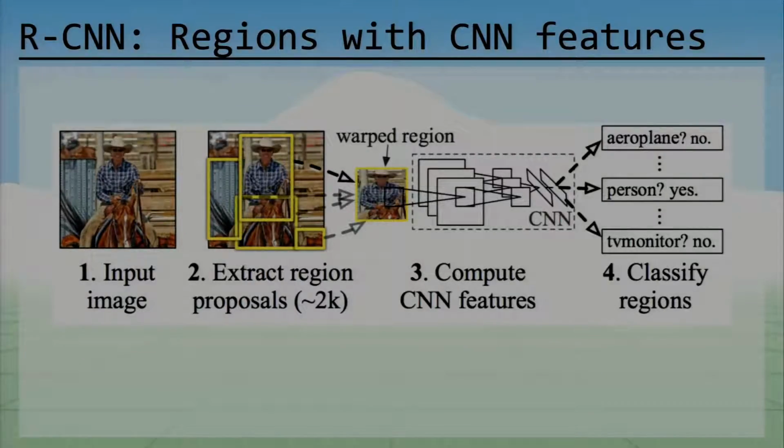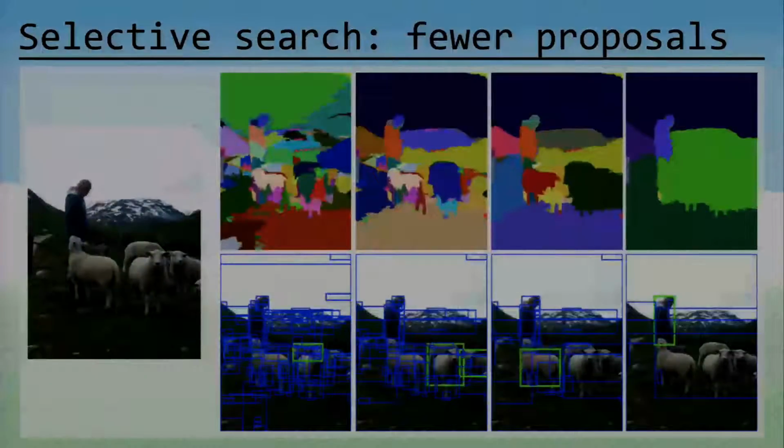The first question is, how do we actually get all of these different regions? The way we're going to do this is selective search. What selective search is doing is producing successive segmentations of the image, superpixel segmentations of the image, and drawing bounding boxes around those superpixels. What superpixel segmentation is doing is just looking at nearby groups of pixels that look similar to each other.